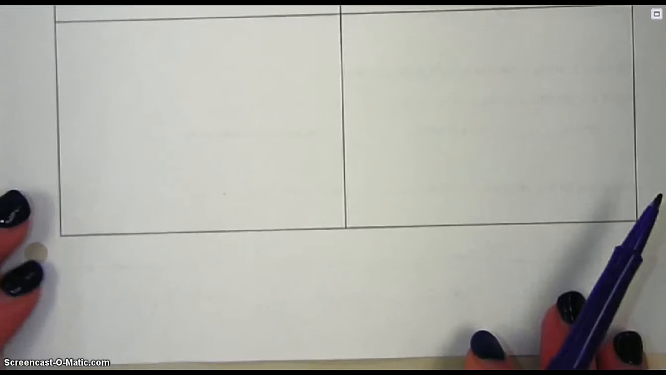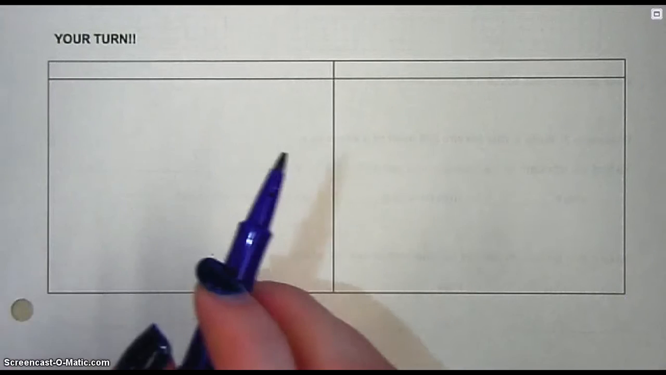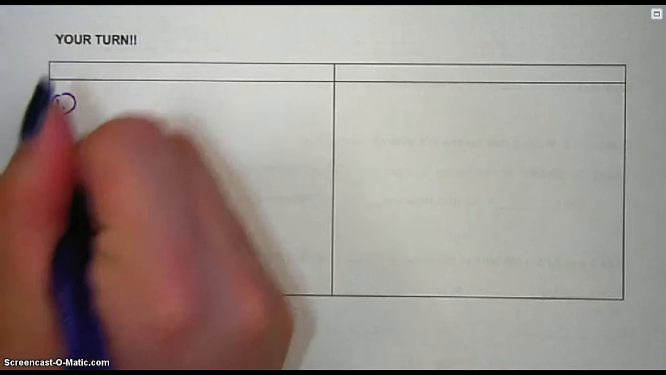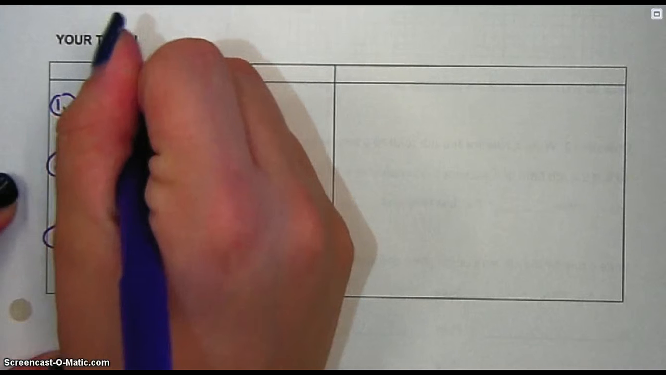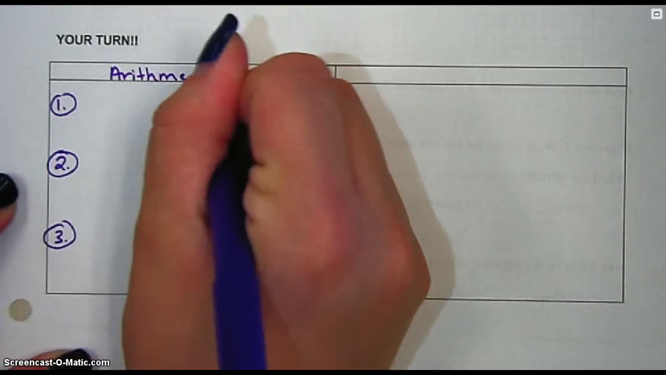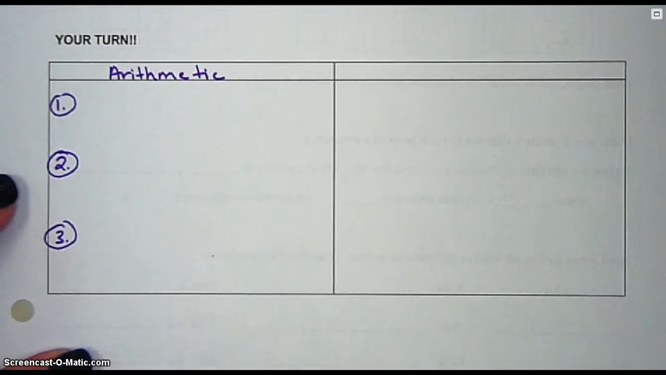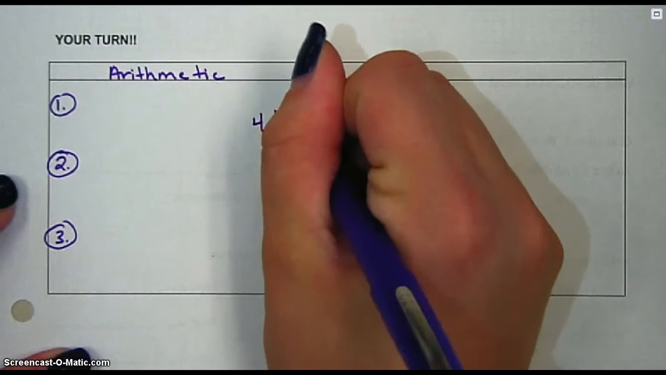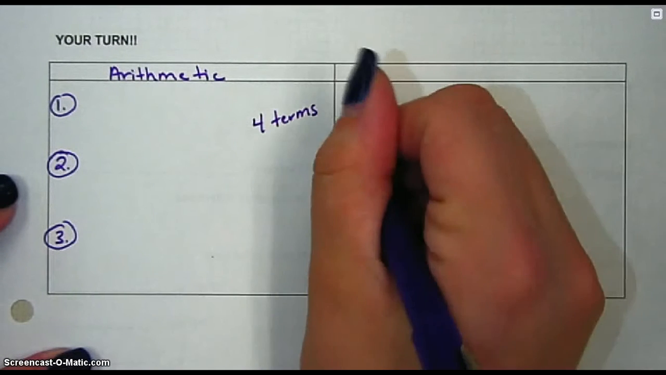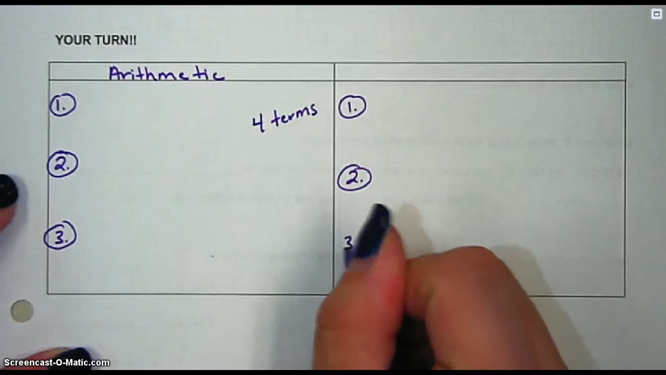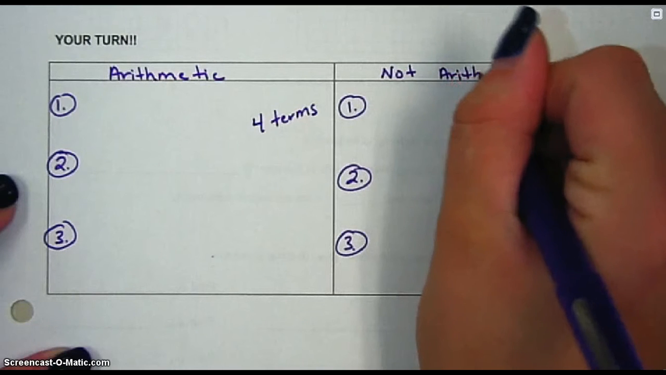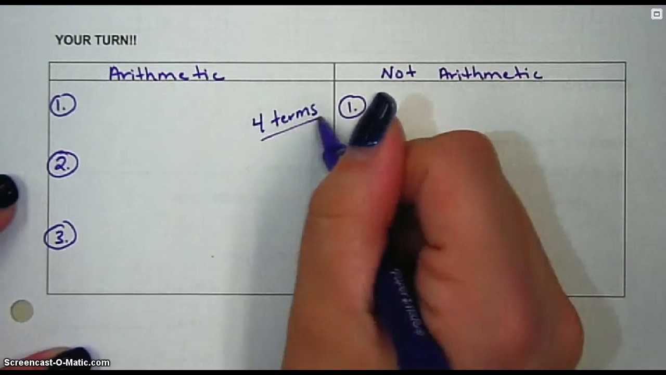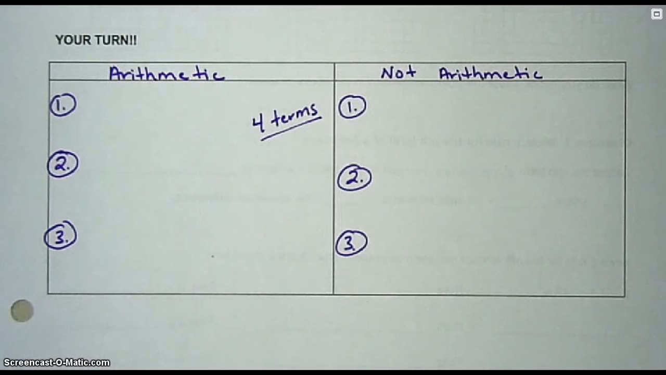Alright, now it's your turn. I want you to take a minute, and I want you to come up with at least 3 sequences that you would think are arithmetic. They have to have at least 4 terms. Then I want you to come up with 3 sequences that are not arithmetic. Once again, they all need to have 4 terms. So take a minute now, come up with your arithmetic and non-arithmetic sequences.